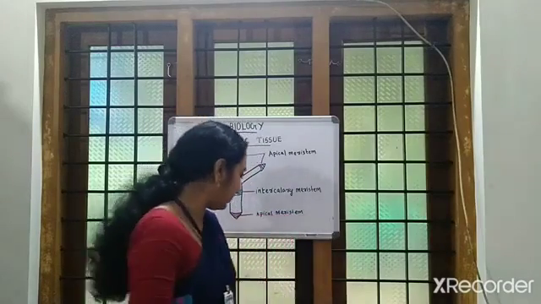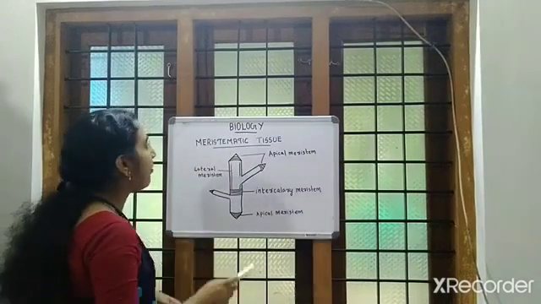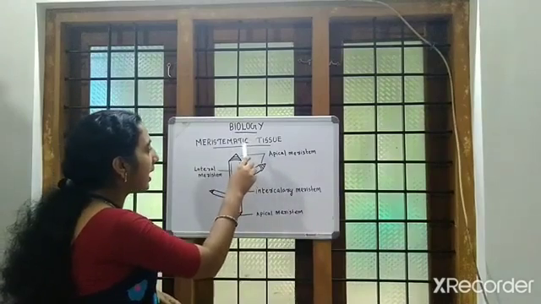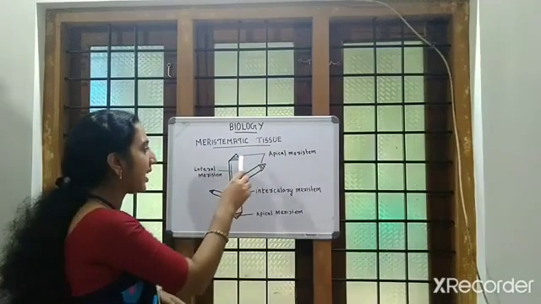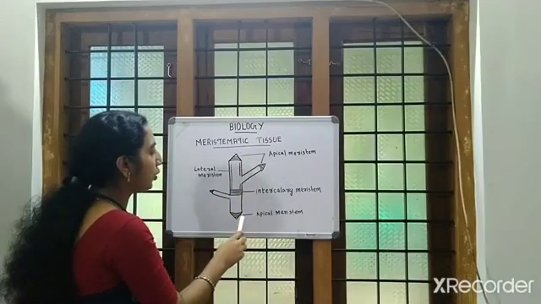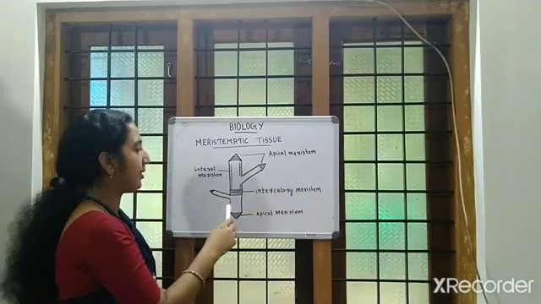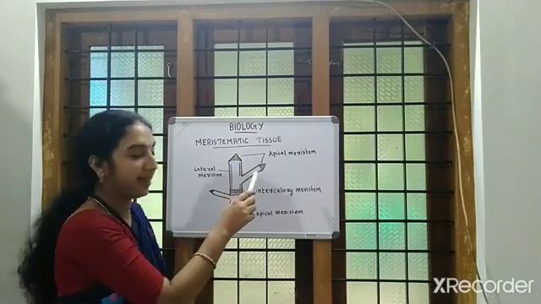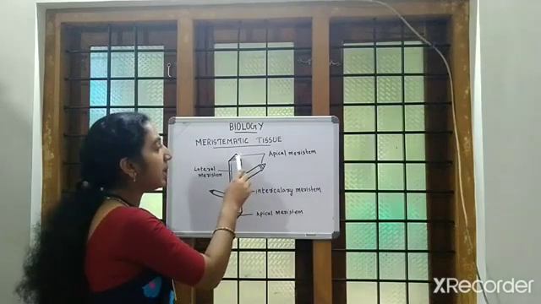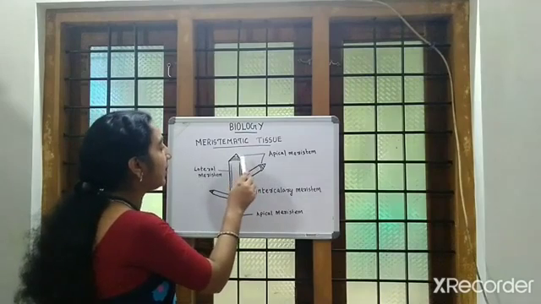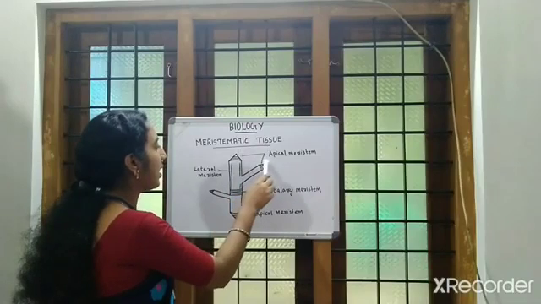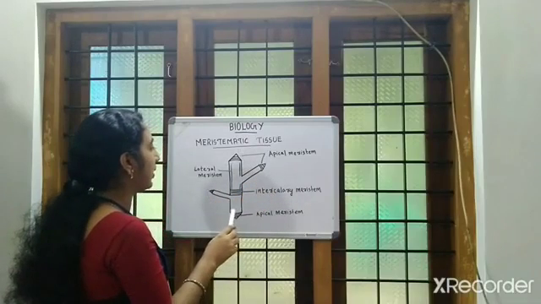Now let's have a look at this diagram. The diagram of meristematic tissue is given. We know that a plant consists of shoot, root and branches. The apical meristem, apical means apex. The apical meristem is found in the tip of the plant body. This is the apical meristem. It is found in the tip of the plant body.